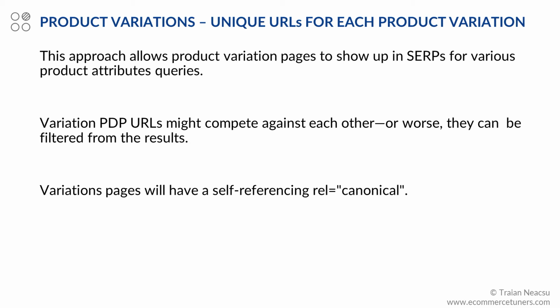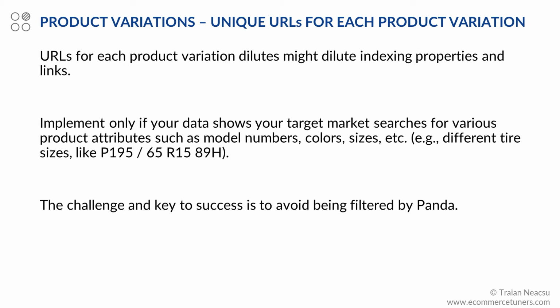Having unique URLs for each product variation allows product variation pages to show up in SERPs for various product attributes queries. However, since the content on these pages is very similar, they might compete against each other, or worse, they might be completely filtered from the SERPs. If you use unique URLs for each variation, then the variation pages will include a self-referencing rel canonical tag. Additionally, having individual URLs for each product variation may dilute indexing properties and link authority because people may link to multiple SKU URLs instead of a single one.